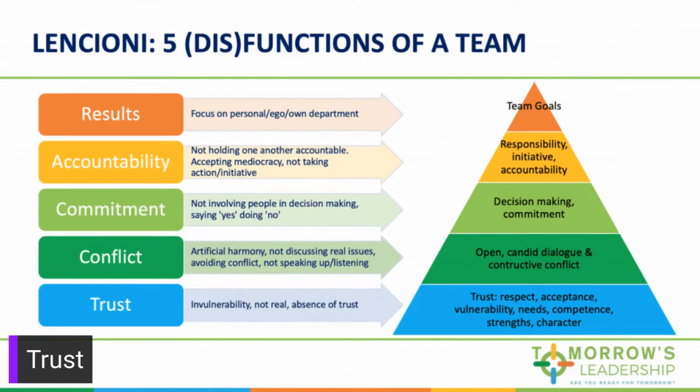Let me show you guys this pyramid real quick. The pyramid starts from trust, goes into conflict, then commitment, then accountability, and ultimately your goals or your results. That's just how the pyramid looks. We're going to break it down, so I can kind of break away from the pyramid. I just wanted to show you how it looks. So again, it starts from trust, then conflict, then commitment, accountability, and ultimately results.